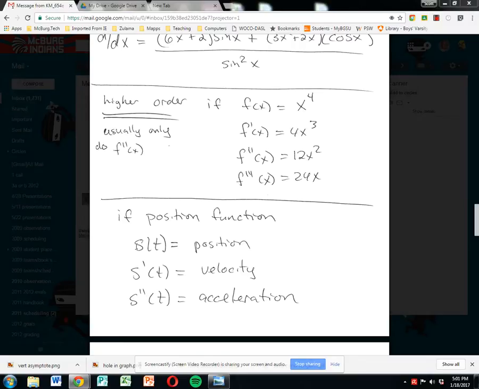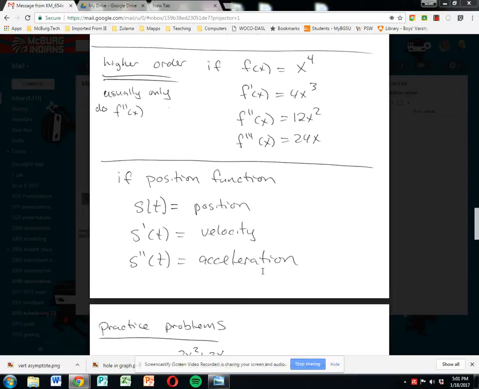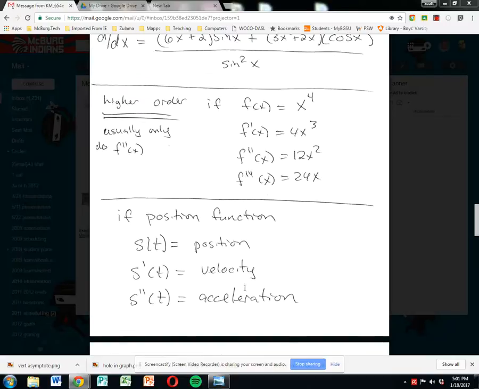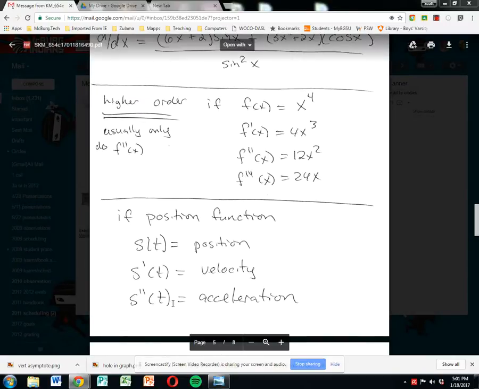But here, in a position function, if I have a position function that gives feet away from a particular starting point, then s prime of t, the derivative of this, would give us velocity, in feet per second, for example. And then s double prime would give us the acceleration, which would be feet per second squared. So that's one idea of how you use higher order derivatives.